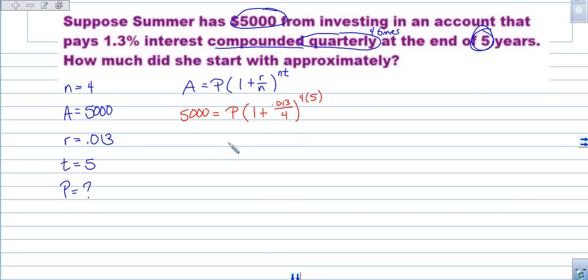And we go through it and we solve that. So you get $5,000 equals P times 1.0325 raised to the 20th. And then there's two routes you could go. You could go ahead and do this and then divide by it, or you could just divide by the whole thing. Your calculators are so fancy now that you can just divide by the whole thing and not have to worry about it. Just make sure you use parentheses where appropriate.